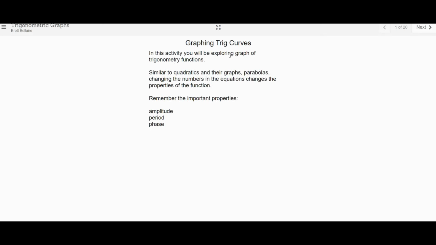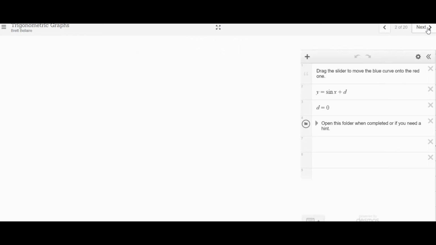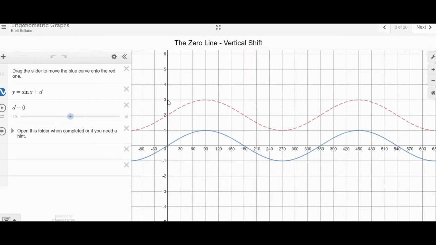Okay. So you can read through the instructions. I'm just going to walk you through it quickly. Next, the first one is some of them give you sliders and some of them you have to enter values. And all you're going to do is drag the slider until the blue line is on the red dotted line. And what you're thinking about is how changing the d value is the d in the equation, just like we saw in the lesson. Okay.